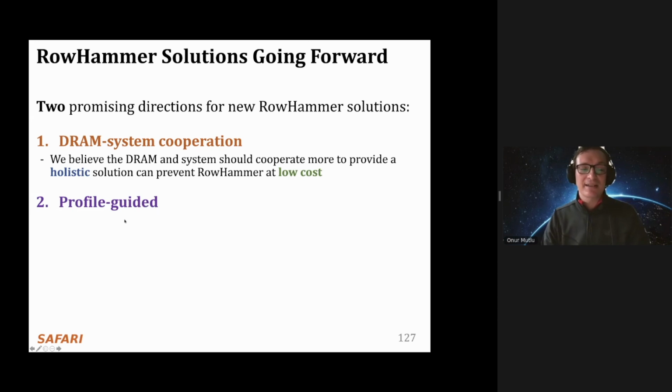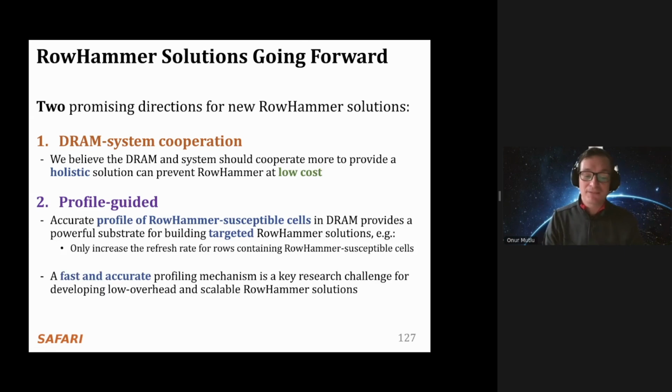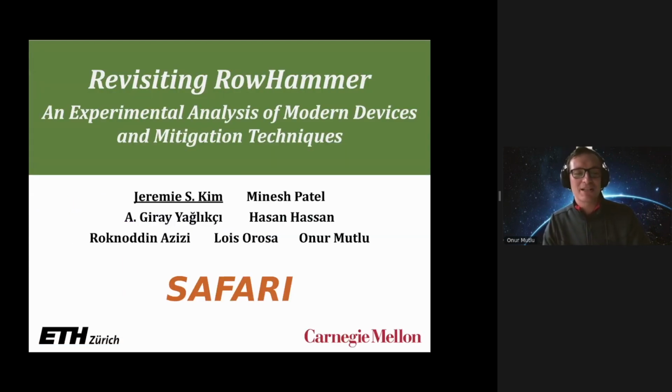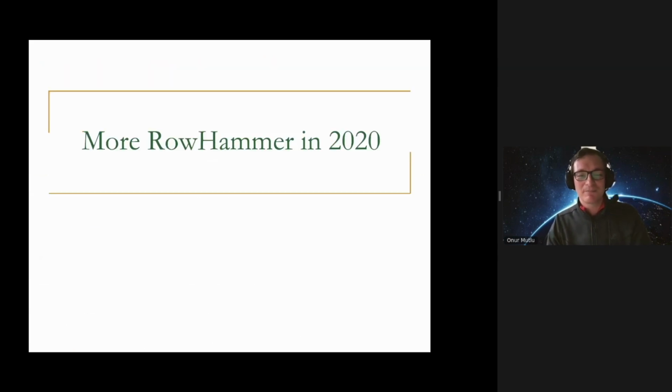And I think there's another direction which is really interesting: figuring out profiling mechanisms to detect Rowhammer bit flips. We are very much in need of a fast and accurate profiling mechanism for low-cost Rowhammer bit flip detection. I'm happy to talk about this more, but we clearly don't have time for that particular direction. If you're interested, there's a detailed lecture on revisiting Rowhammer as well, and you can read the paper.